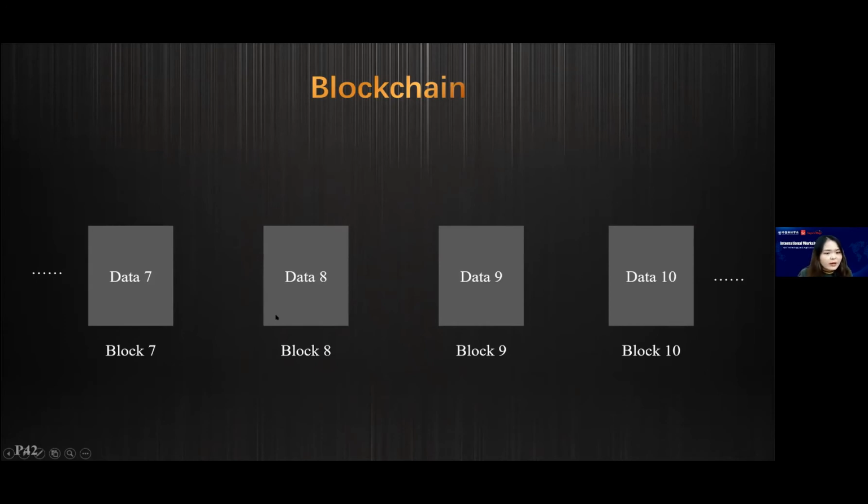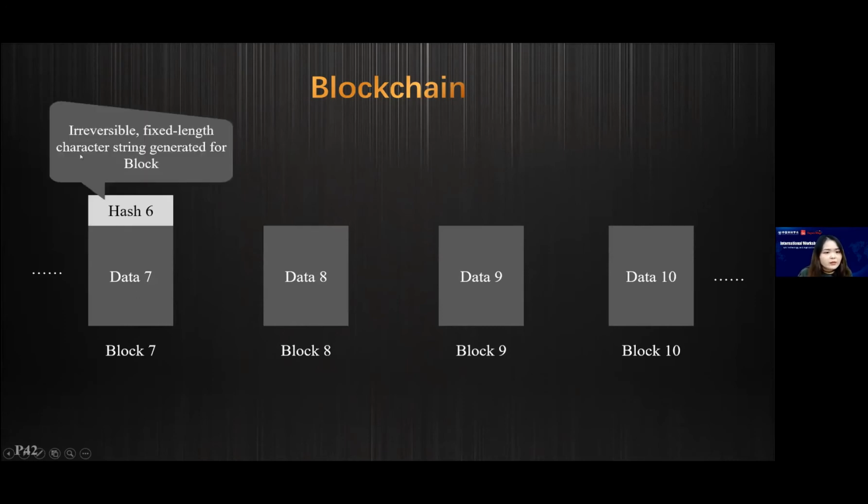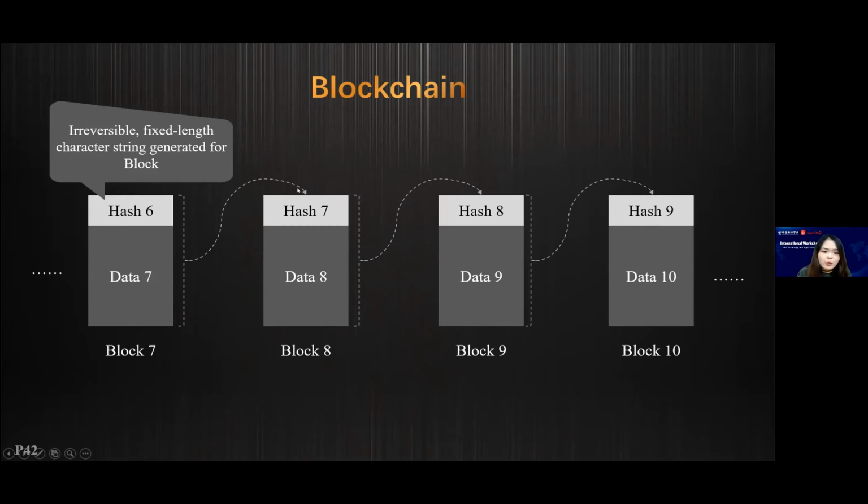In blockchain, the data is split into several blocks. In each block, there is a hash code, which is irreversible and has a fixed length. And each of these blocks connects to the others to form a blockchain. And what's interesting is that those hash codes are stored in a shifted way. Like in block 7, the hash code is for block 6. And in block 8, the hash code is for block 7.